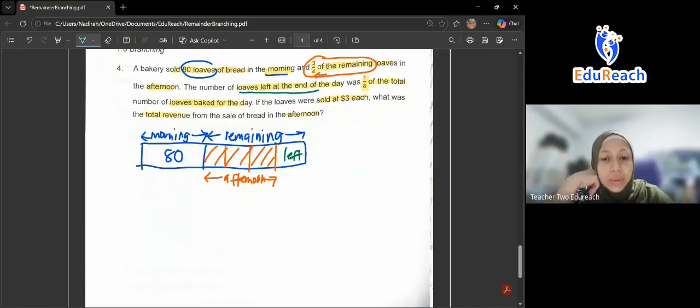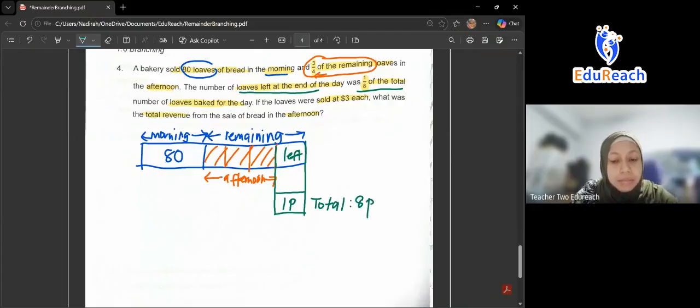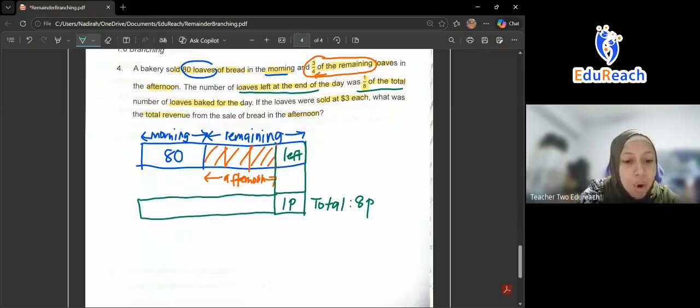But they said that this leftover is the same as 1/8 of the total. So to make things easy, I draw a drop-down model for the leftover. They said that this is one part out of a total of, the denominator is 8 parts. So what I'm going to do now is extend out my model below, until it's the same size as the original model on top.